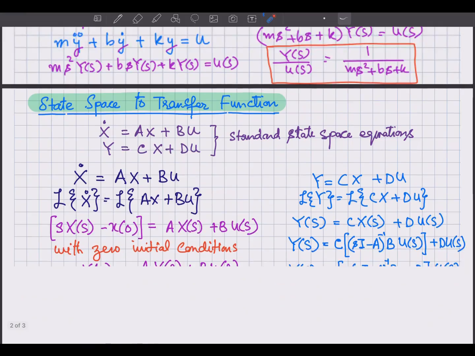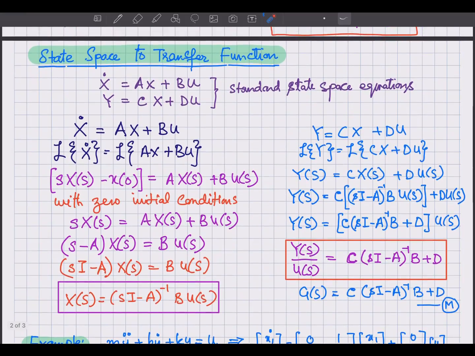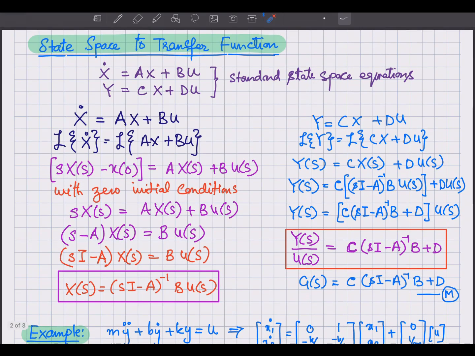Okay, now let's see how we can determine the transfer function if the state space is given to us. So the standard state space equation for a system is this one: x dot is equal to Ax plus Bu, and the output equation is this one: y is equal to Cx plus Du. So this is the output equation.